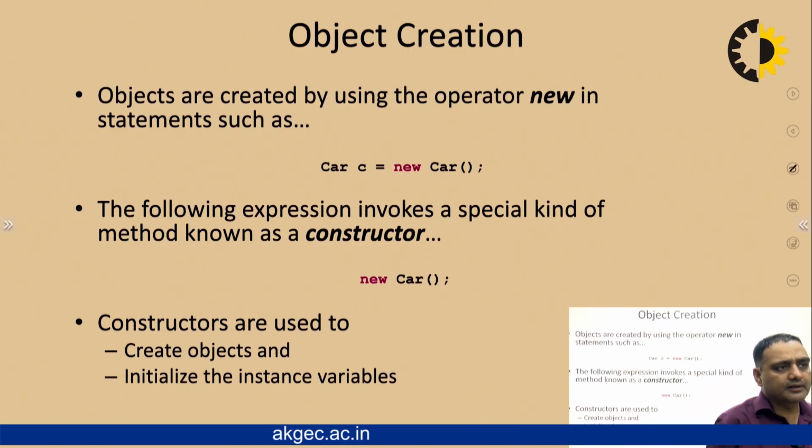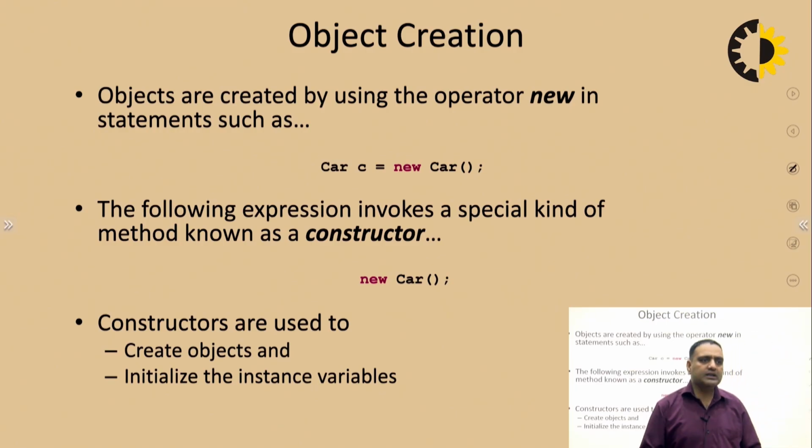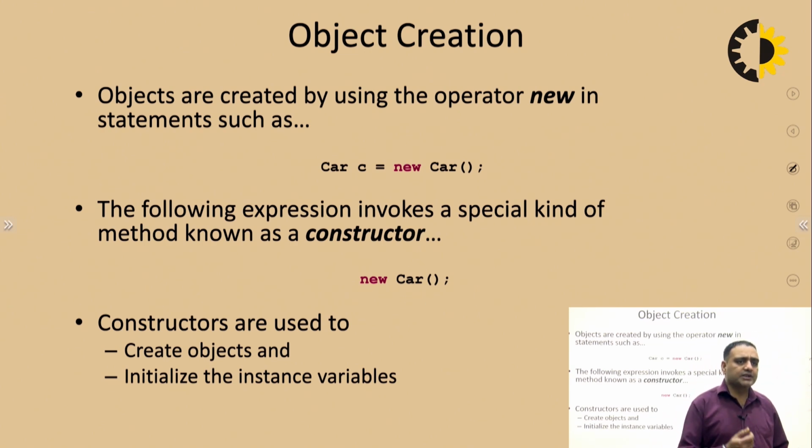For example, here you can see that car is a class, and C is an object. The particular object is to be created and allocated in the main memory through the new operator, through the new keyword. At that time, instantly you can initialize the particular object through the constructor. So the constructor is used to initialize the object which is created and allocated in main memory through the new operator.